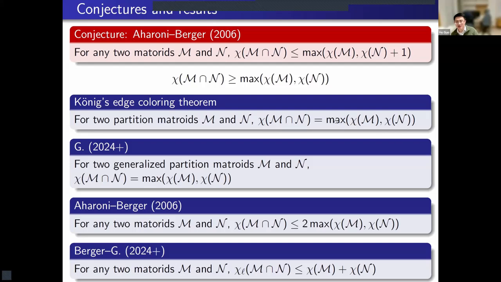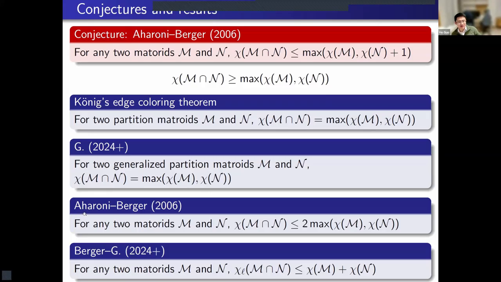And you can see that actually this one is equal to the maximum degree, because of Edmonds' theorem, and because each matroid is a partition matroid. You can find that it is equal to the maximum size of a part, which is a star, and that is the maximum degree. Okay, so that is the König edge coloring theorem. And here we prove that it holds not just for partition matroids. If you have two generalized partition matroids, then the chromatic number of their intersection is also equal to the maximum of them.